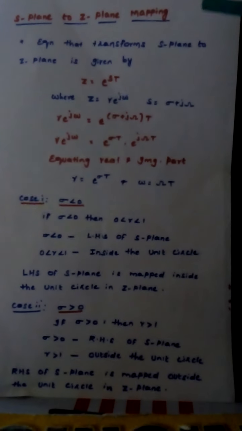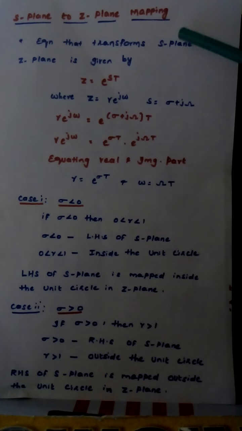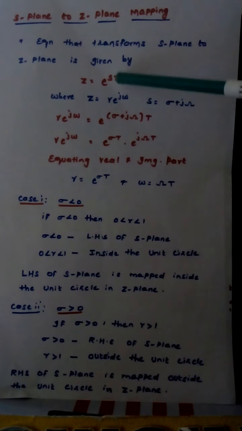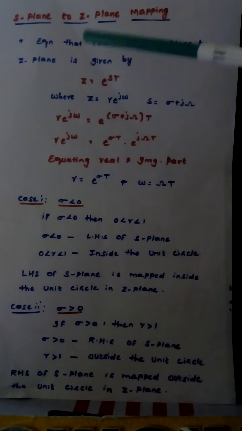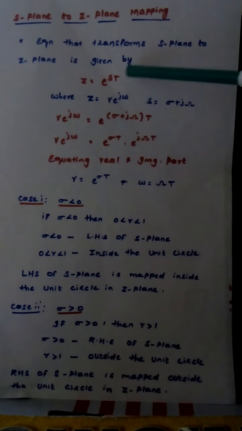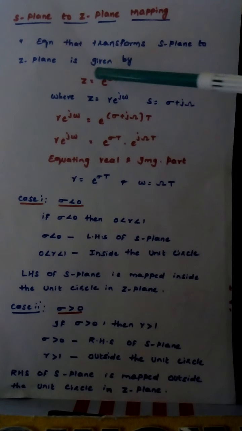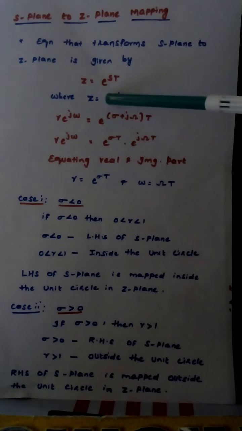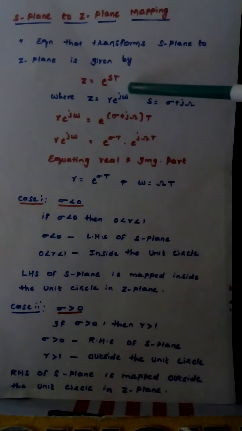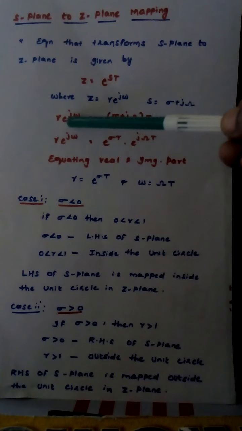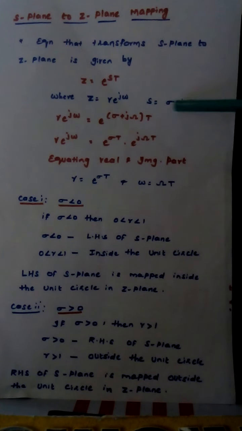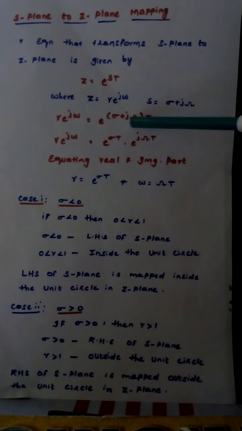Next we'll see how to do the mapping from the S plane to the Z plane. This is the equation which gives the relationship between the S and Z domains: Z equal to e to the power of S into T. Here Z is in polar form, with real value R at an angle theta, that is R into e to the power of j omega, and S is sigma plus j omega. If you substitute, R into e to the power of j omega equals e to the power of sigma plus j omega, into T.